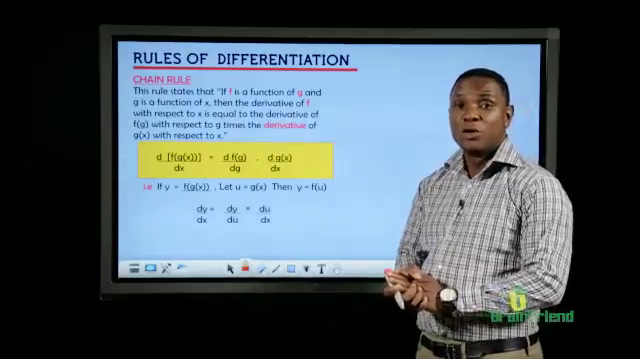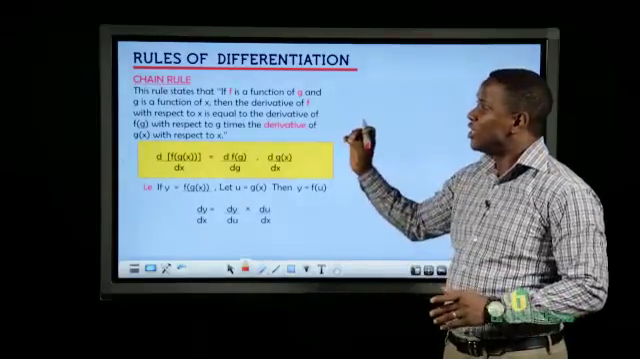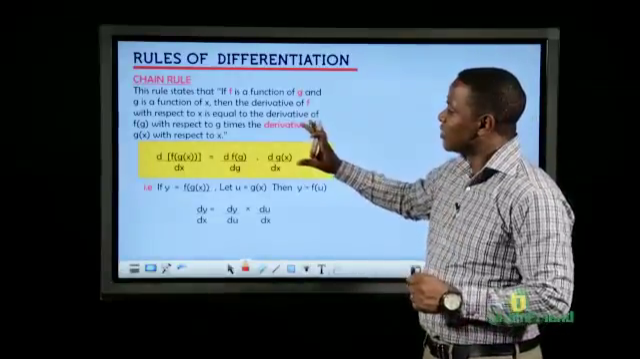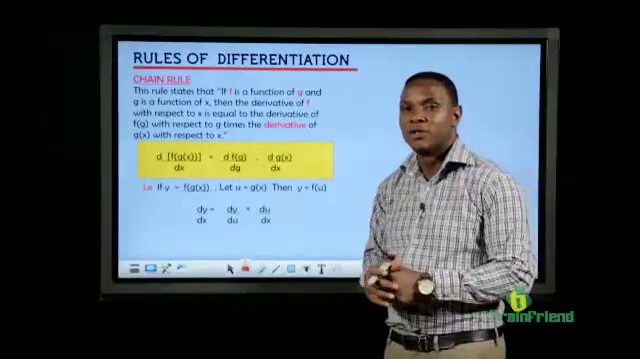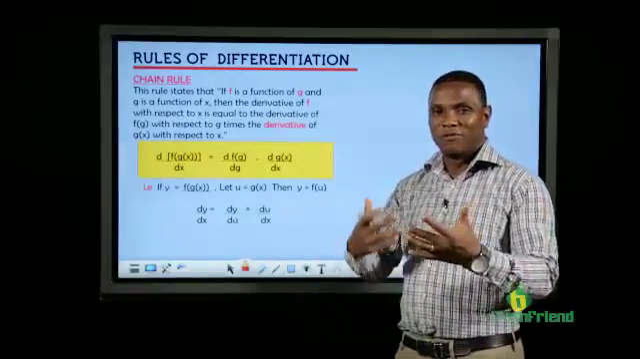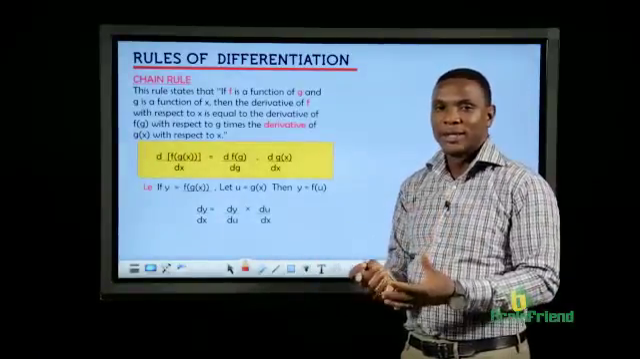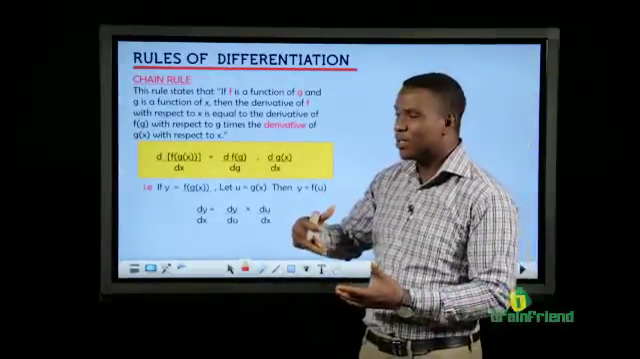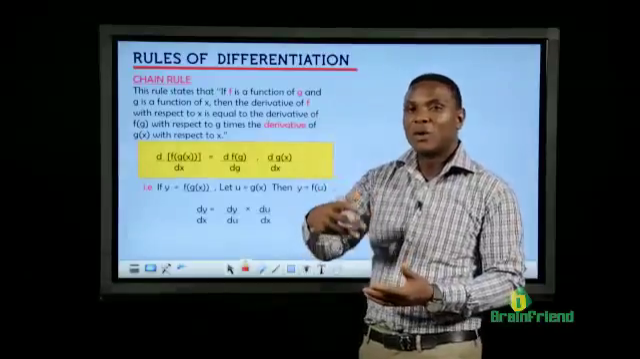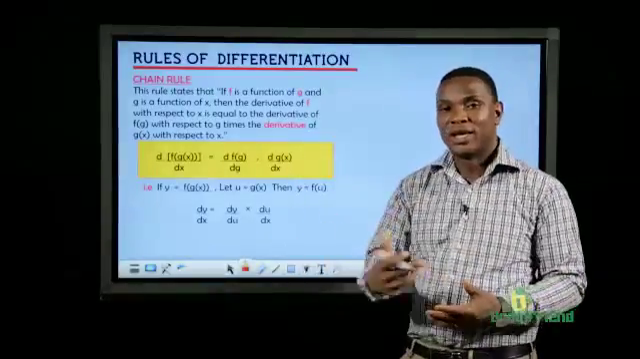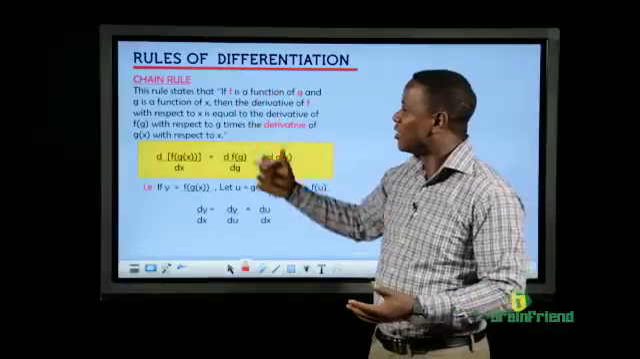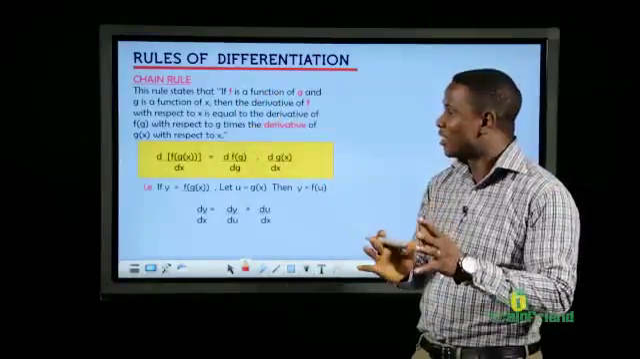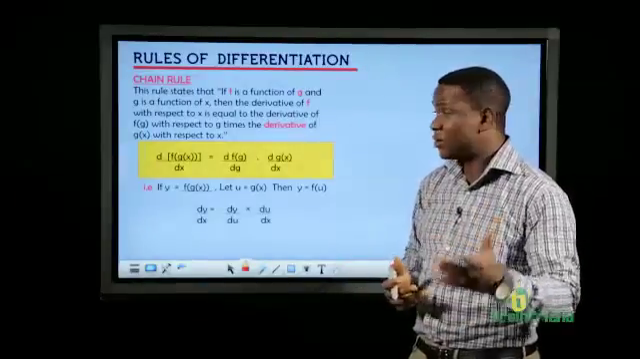The next rule we'll be looking at is the chain rule. Now, there are certain functions that we will come across in differentiation that we refer to as the function of a function. That is, it's a function within a function. When we have such cases, the method that we use in solving such a case is what is referred to as the chain rule. As we go further, we'll take some examples, so we'll see exactly what the function of a function we're talking about is.